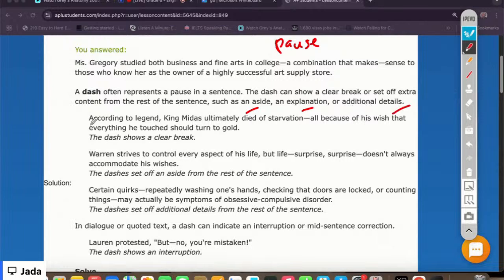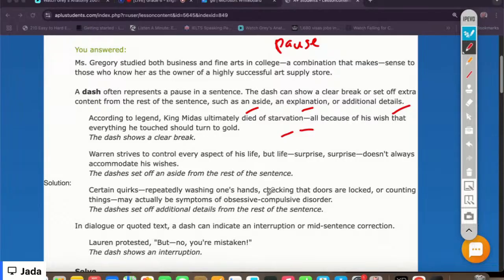So we have this: According to the legend, King Midas ultimately died of starvation, dash, all because of his wish that everything he touched should turn to gold. Now this is showing a clear break. Okay, so it's like a continuous sentence. We have starvation, all because of his wish. So it was a full-on statement that just needed a break.